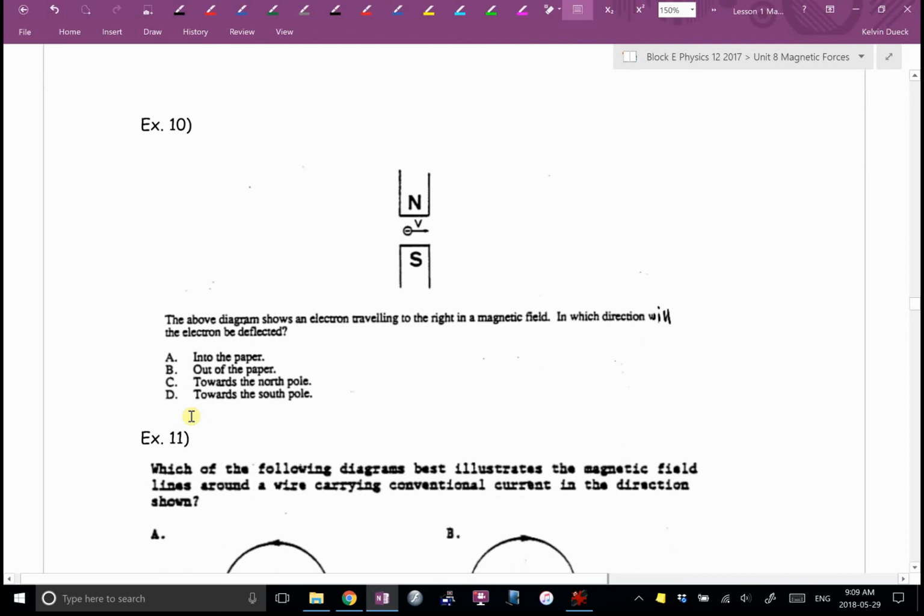Example 10. The above diagram shows an electron traveling to the right. We're not going to do an electron traveling to the right. What are we going to do? A proton traveling to the? Okay. In a magnetic field. Oh, I don't see the magnetic field. Magnetic field lines always point from what to what? Draw it in.